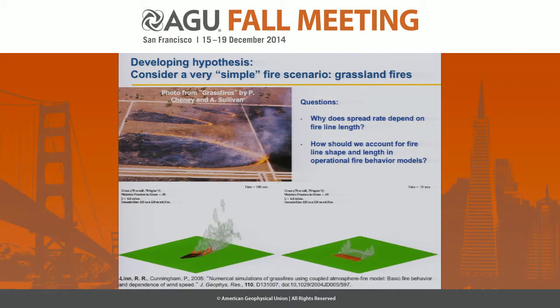For a simple grass fire with a homogeneous, idealized wind condition, you get different fire behavior depending on the length of the line or the shape of the line. If we can't get that right, we've got a problem when we start going to more complex scenarios.